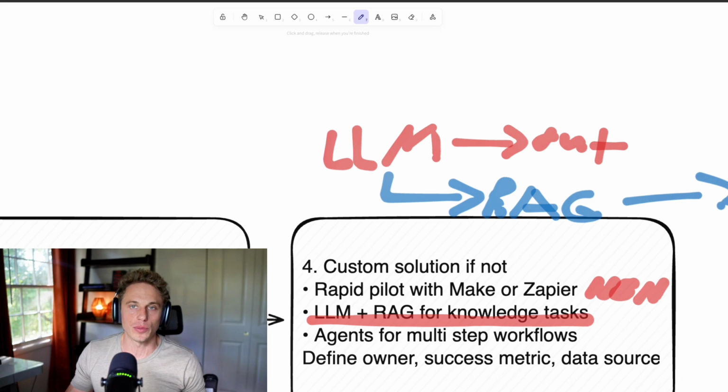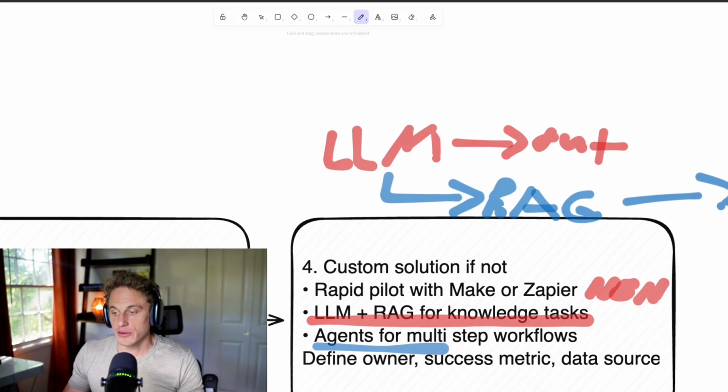number one, it's going to take a while. Number two, it's probably not going to be accurate. With RAG, it's going to be very accurate. So that's a lot of what we do. Now, we also do custom agents for multi-step workflows.